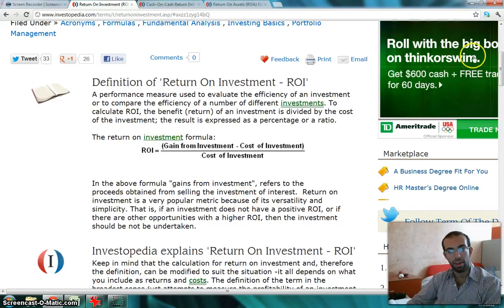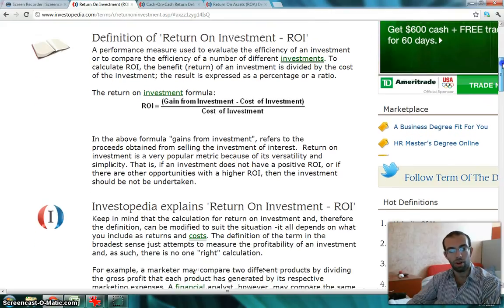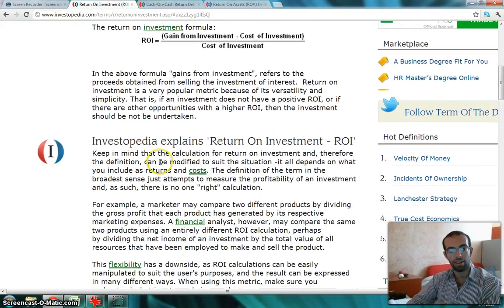And then one thing that they make a really good point on is to keep in mind that the calculation for return on investment, and therefore the definition, can be modified to suit the situation. It all depends on what you include as returns and costs. The definition of the term in the broadest sense just attempts to measure the profitability of an investment, and as such there is no one right calculation.